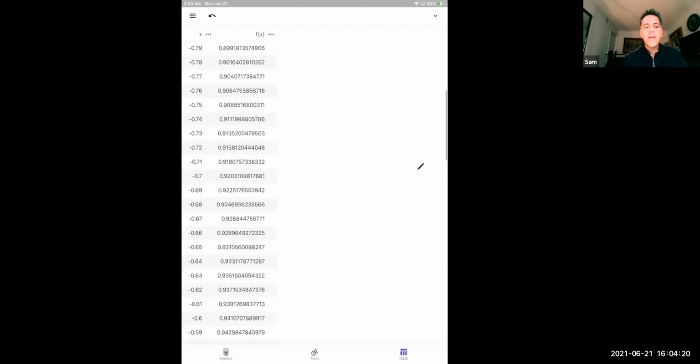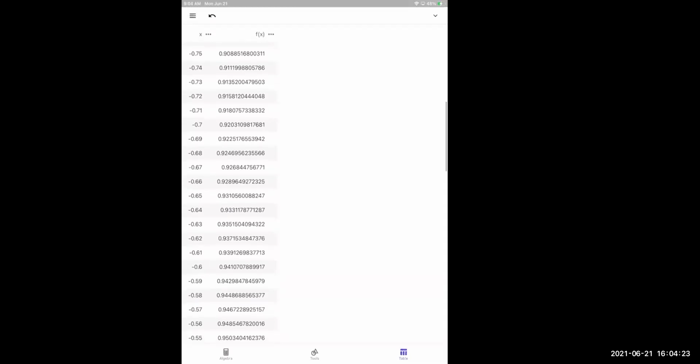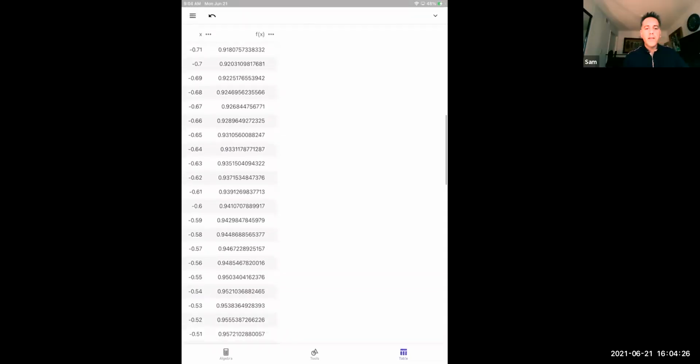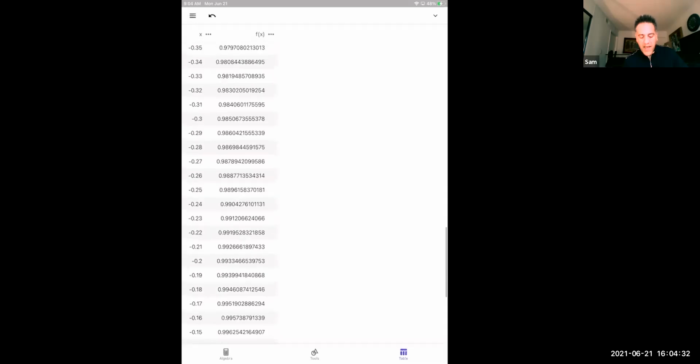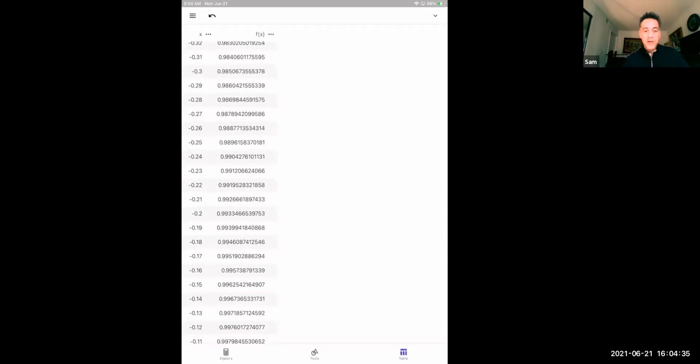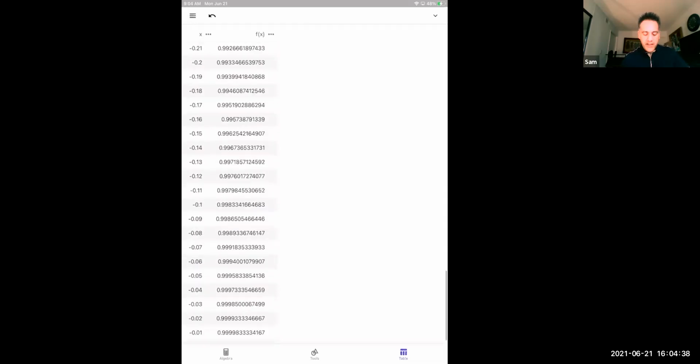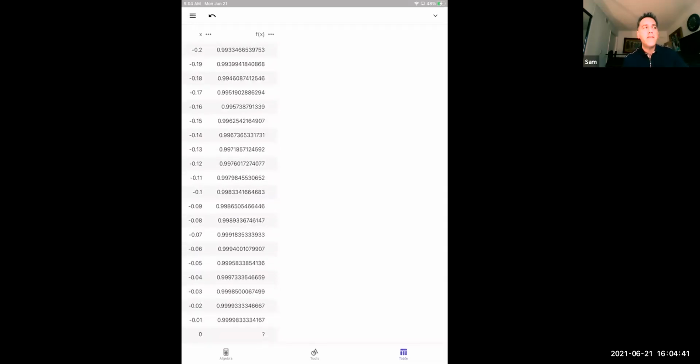What do you guys think? What do they get close to? Anyone? 1. Yes, they're getting close to 1. But again, as x goes toward 0, the y values get close to 1. But look at what happens at 0. There's a question mark. What happened at 0? The function becomes undefined. f of 0 does not exist.